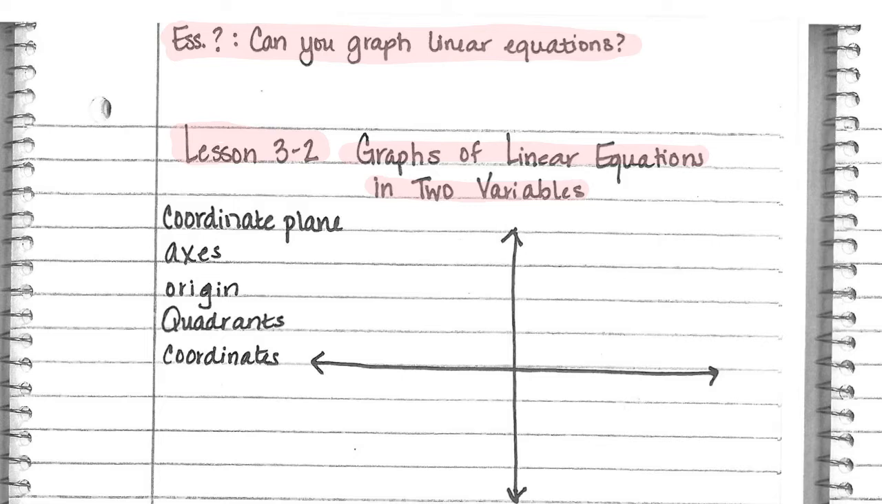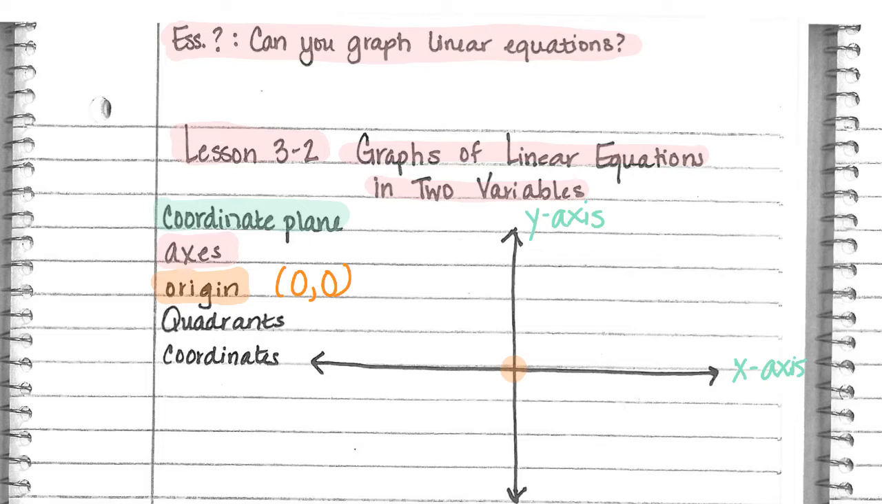Before we do that, we're going to talk about some definitions here. The first one is the coordinate plane. Remember that this is the x-axis of the coordinate plane, and this is the y-axis of the coordinate plane. Axes is just when we talk about them together, we have the y and x axes. The origin, most of you know, is right here, and that is at 0, 0.